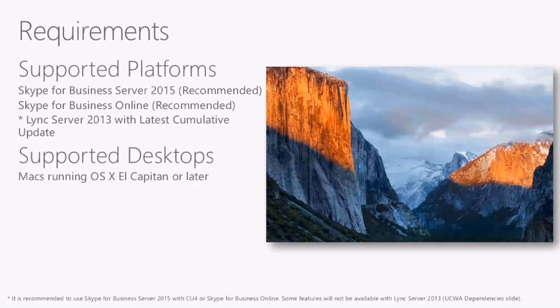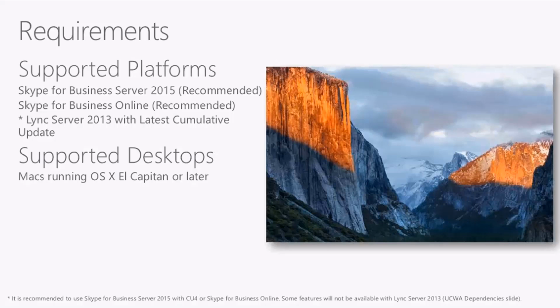Because when a new feature goes in for Skype for Business Server 2015 or Skype for Business Online, it doesn't always get backported to Lync Server 2013. And even if it does, there is a time period to have that backporting done, and it will not be available as quickly as if you're running Skype for Business Server 2015 or Skype for Business Online. Now, we do technically support Lync Server 2013 with the latest cumulative update.